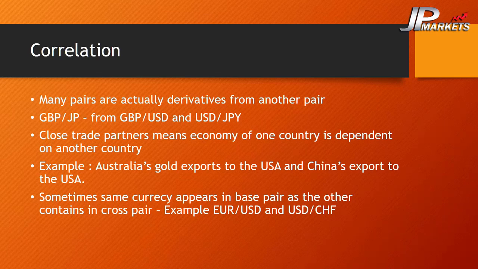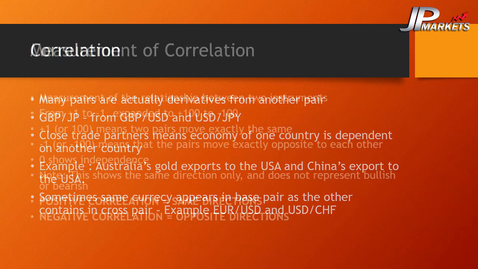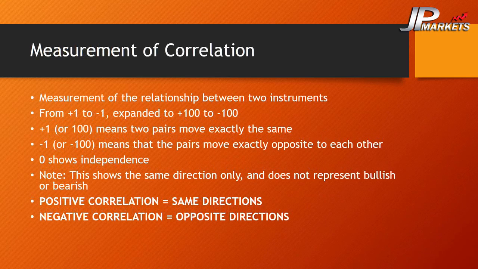Another reason is that some currency pairs contain the same currency in the base pair as the other contains in its cross pair. For example, the euro-dollar and the dollar-Swissy. Since the Swiss economy is based in Europe and tends to mirror the European economy in general, and because the US dollar is on the opposite side of each of these pairs, their movements to an extent will mirror each other.